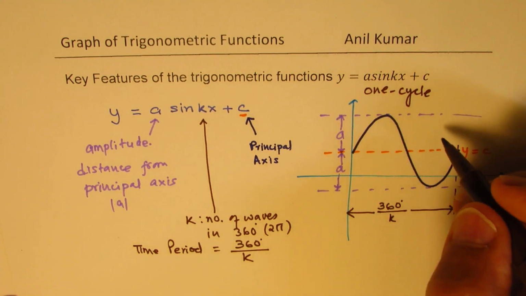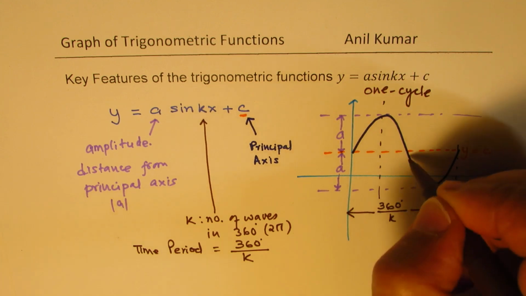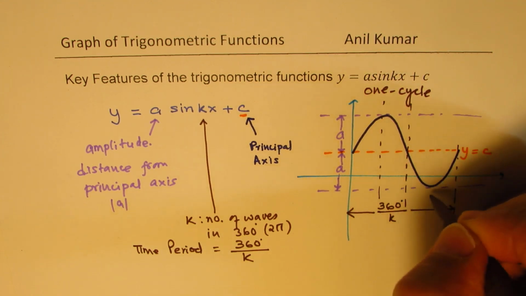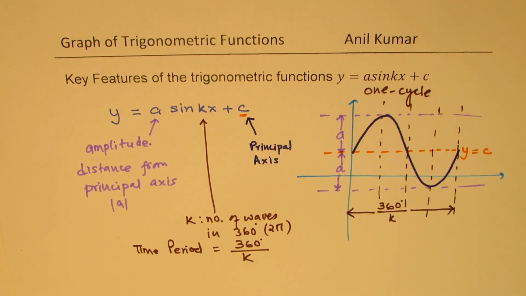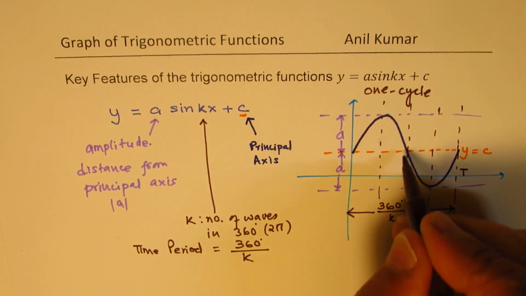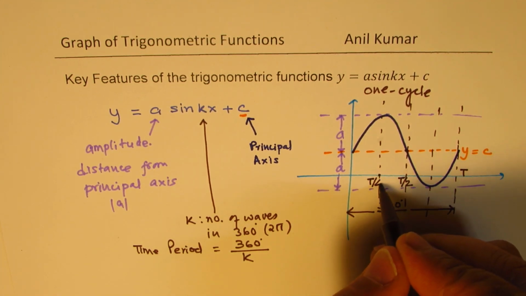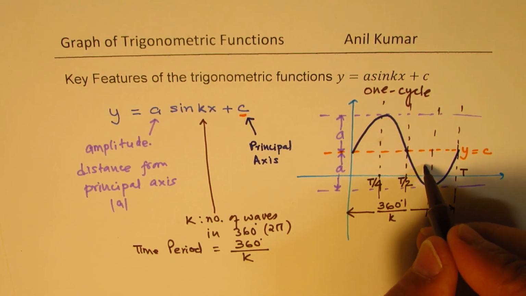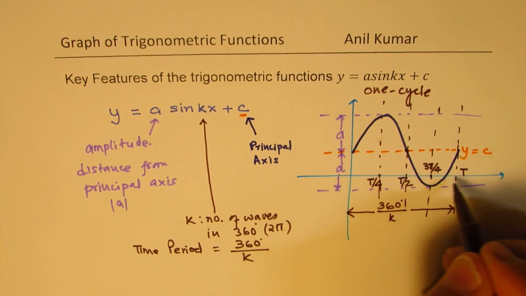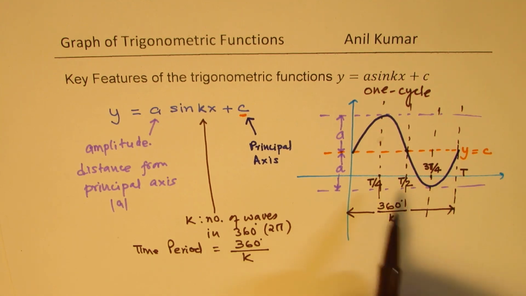Correct? And these things are equally spaced. What I'm trying to say is that these are like 4 quadrants. So if the total time period is T, then this point will be at T by 2. This will be at T by 4. And this will be 2T by 4. This is 3T by 4, that point. And that is 4T by 4, which is T. So that is how your graph is going to be.